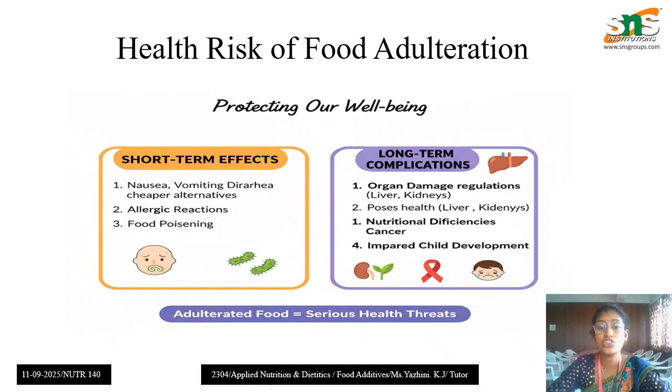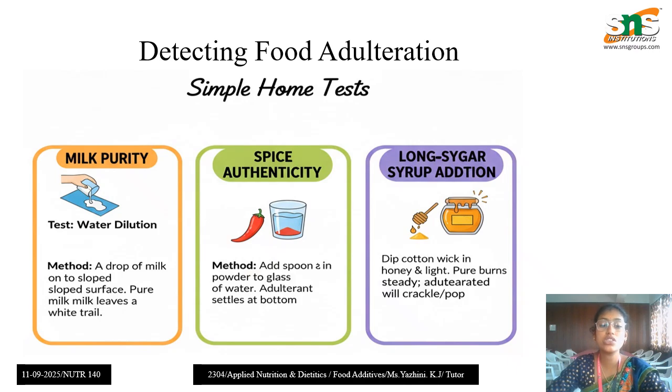Adulteration is not just about bad taste, it's a silent killer. Even the short term effects may include nausea, vomiting, diarrhea, allergic reaction and food poisoning. If you don't consider these short term effects, they will end in long term complications. We can also use simple tests, which we can do at home, to detect it easily.